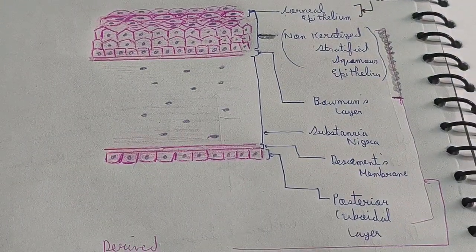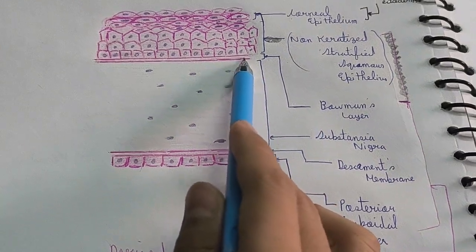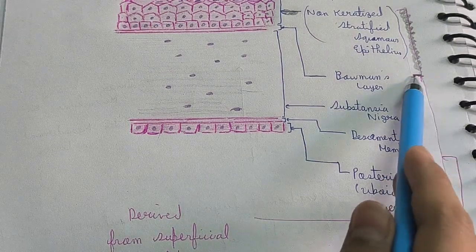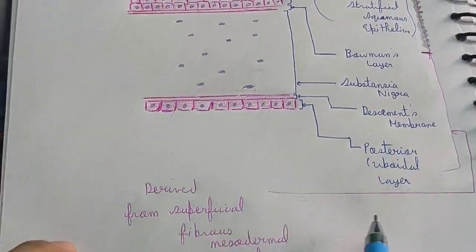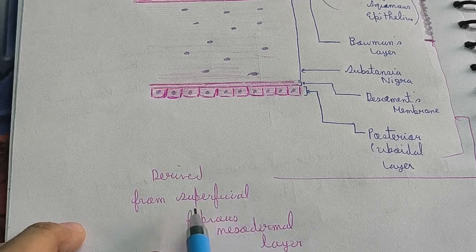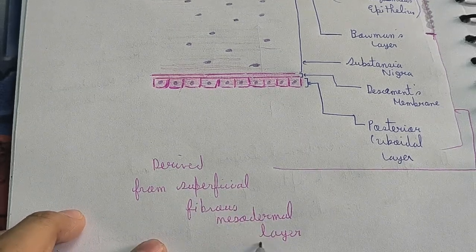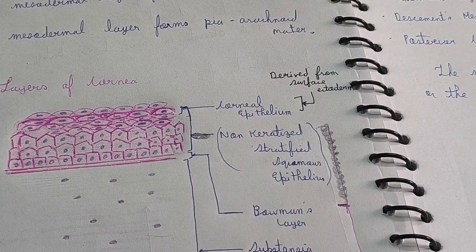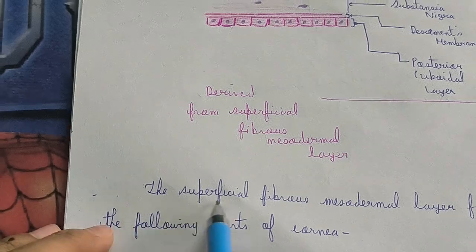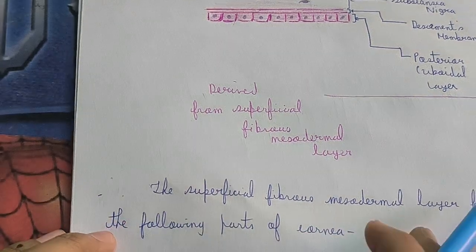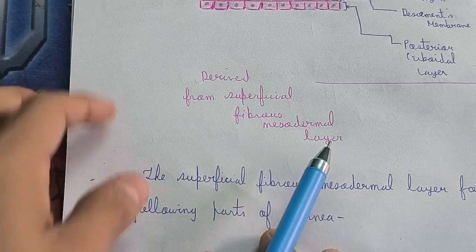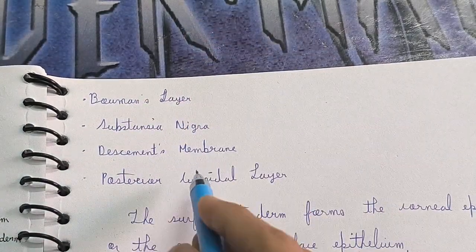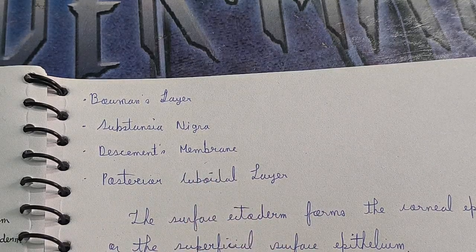Now, as you can see, Bowman's layer, substantia propria, Descemet's membrane, and posterior cuboidal epithelium, all these 4 structures derive from a single layer, which is the superficial fibrous mesodermal layer, whereas the corneal epithelium is derived from surface ectoderm. So I have written that the superficial fibrous mesodermal layer or superficial fibrous mesenchyme forms the following parts of the cornea: Bowman's layer, substantia propria, Descemet's membrane, and posterior cuboidal epithelium.